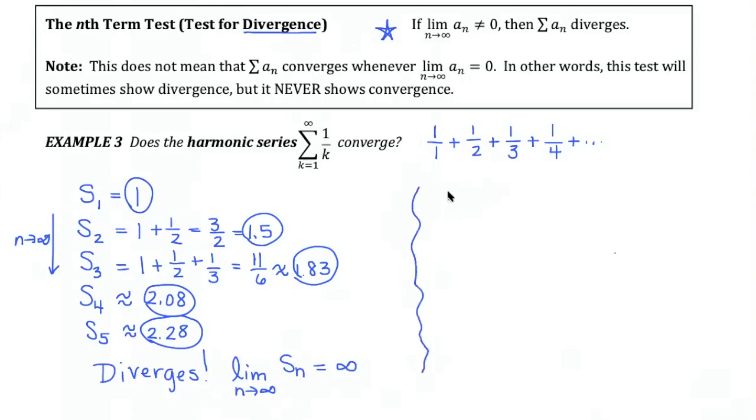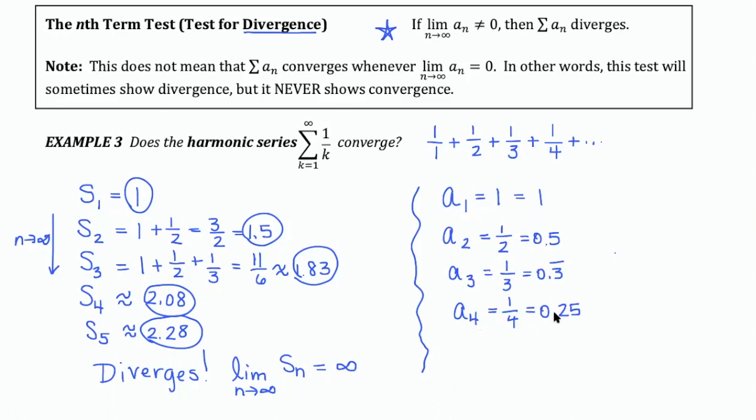So now I'm going to make my list of individual terms. A sub 1 is the first term, which is 1. A sub 2 is the second term, which is 1/2. A sub 3 is the third term, which is 1/3. And I get the decimal approximations of each of these. Because the denominators are getting larger and larger as we let n approach infinity, the actual a sub n values are in fact approaching 0.